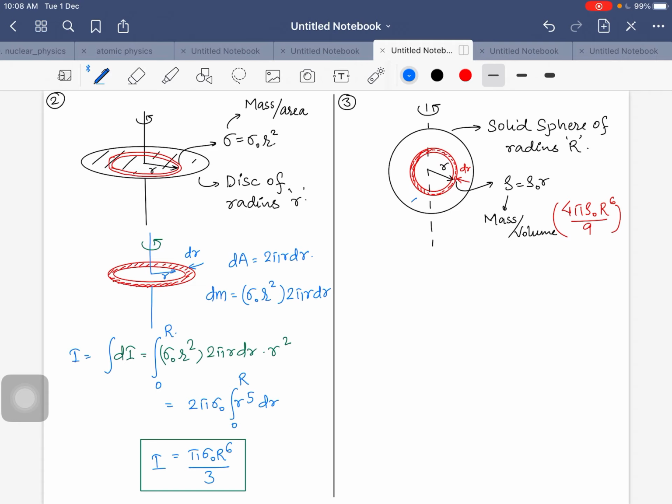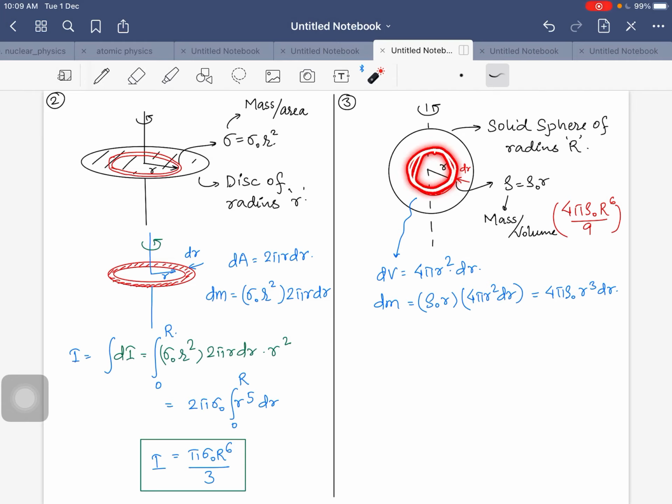So the dV of this part volume, if I write, it will be 4 pi r square, that will be surface area, into dr. This is dV. So what will the mass of this part, dm, if you want to write, so it will be what, density into volume. Density is what, rho naught into r at that point, into 4 pi r square dr. So what I will get, 4 pi rho naught into r cube dr. This I will get na, 4 pi rho naught r cube dr. This is nothing but the mass of this part. Okay, the mass of this part is this dm and radius is r.